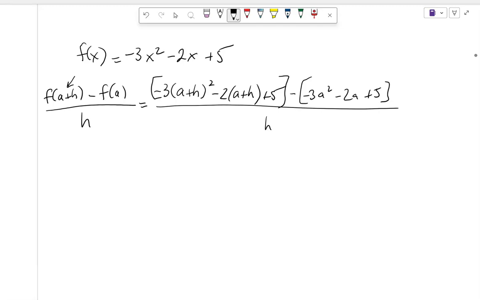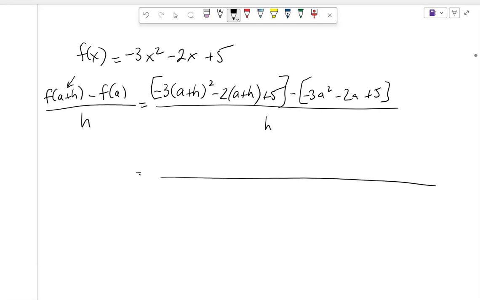Yep. Want to go all the way, because again, our whole goal is to do what? Get rid of the h. That's the whole goal of these problems, right? Is cancel out the h. Okay. What do I need to do next? Yeah, I need to multiply everything out, right? Okay.